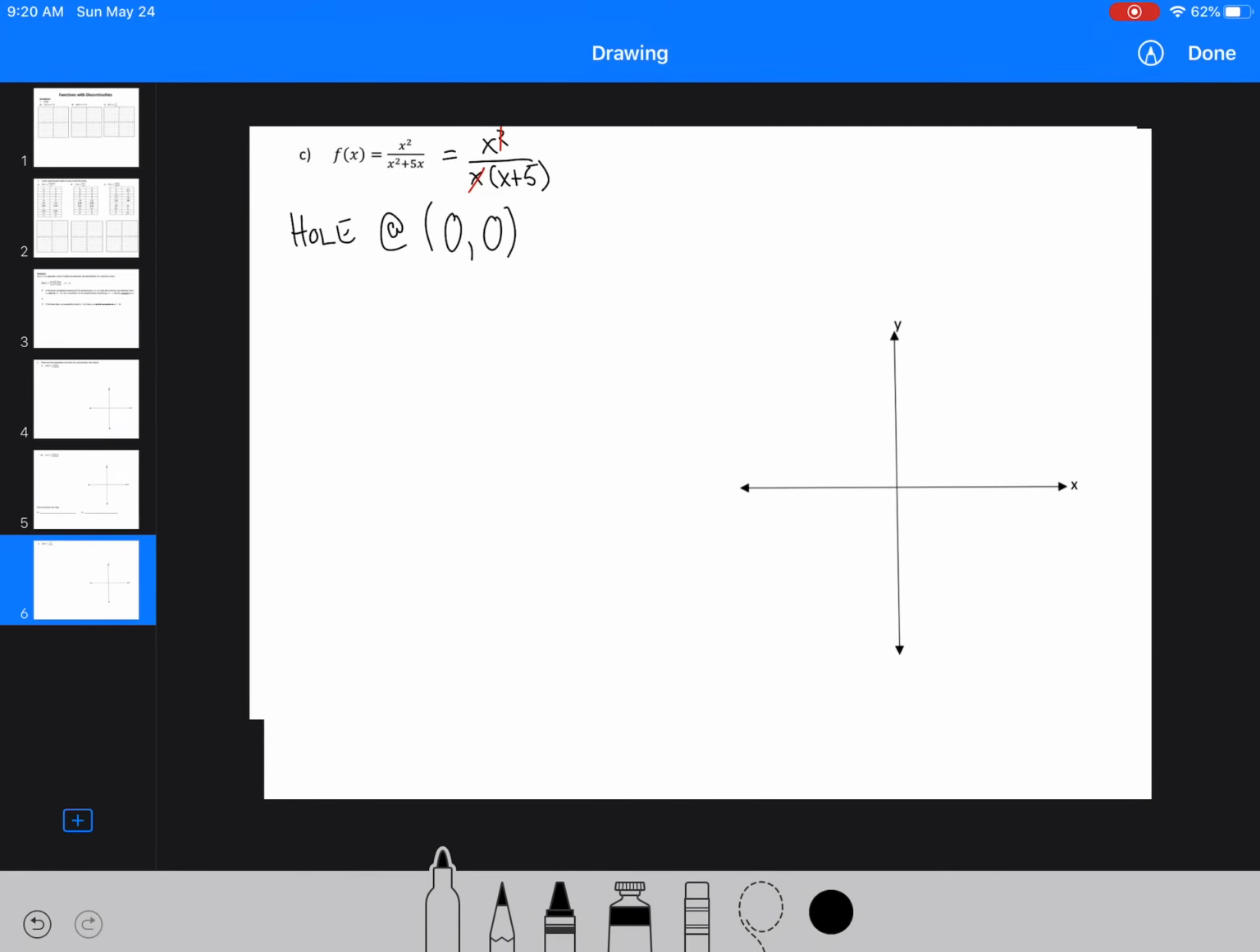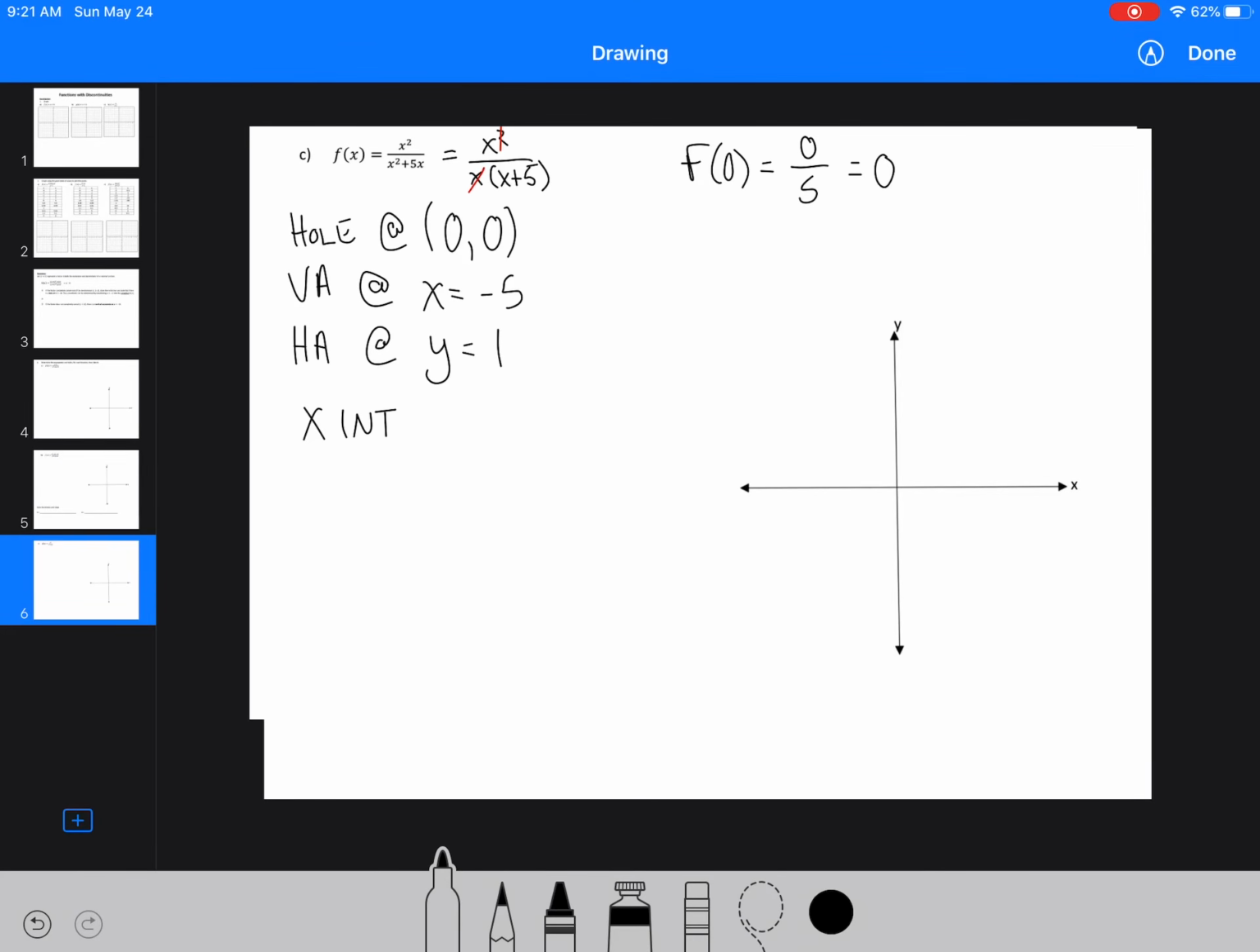Okay. So that would be, I'll just do it up here, f at 0. It's going to be 0 over 5, which is 0. So we've got a hole at 0, 0. We've got a vertical asymptote at x equals negative 5. We've got a horizontal asymptote at y equals 1.